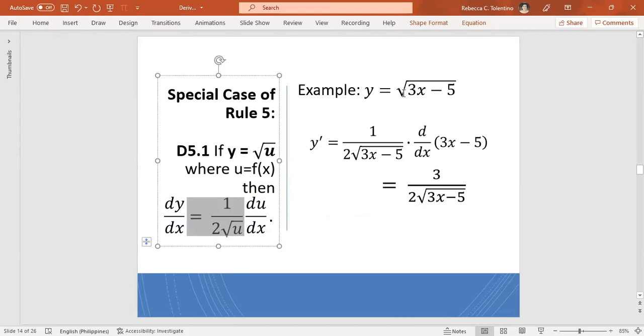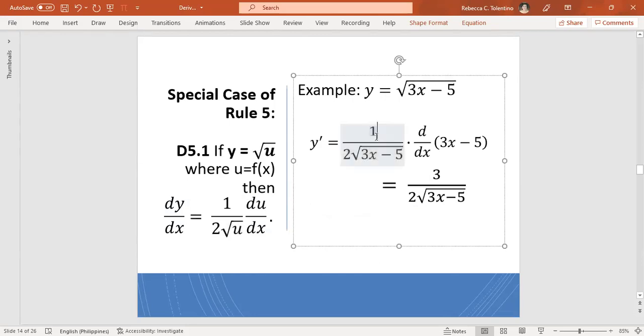To illustrate, if you have y equals square root of 3x minus 5, you automatically write 1 over 2 square root of 3x minus 5. Then multiply this fraction by the derivative of 3x minus 5. Since the derivative of 3x minus 5 is 3, then your y prime is 3 over 2 square root of 3x minus 5.